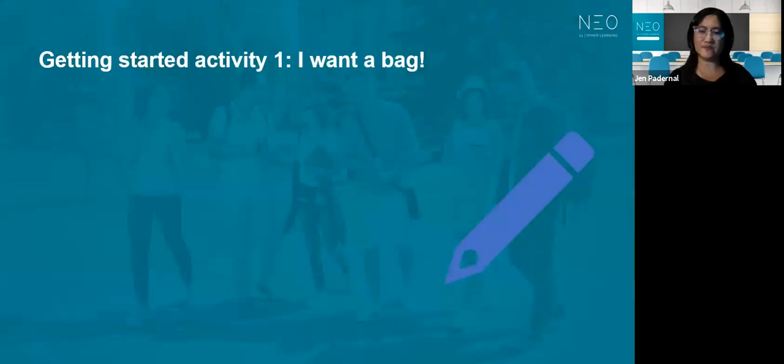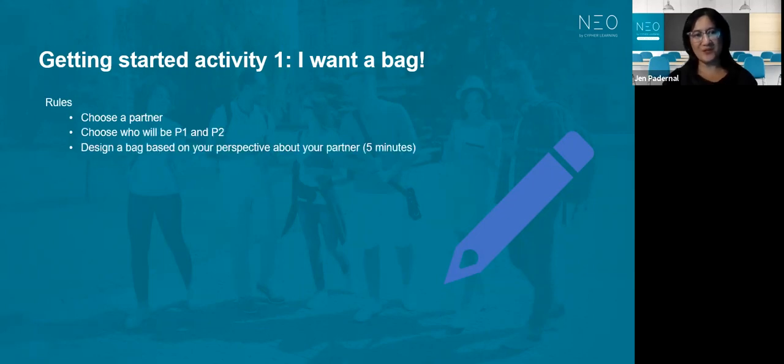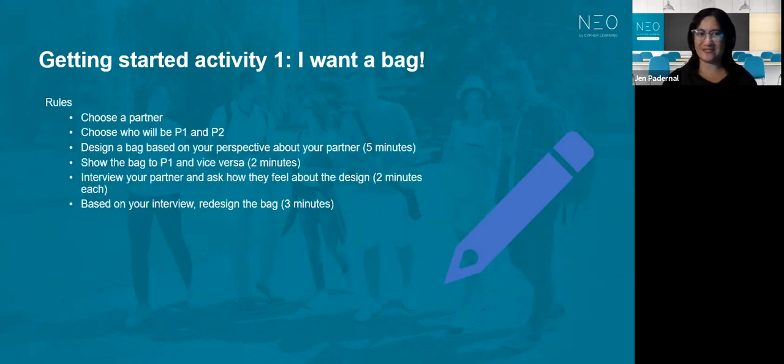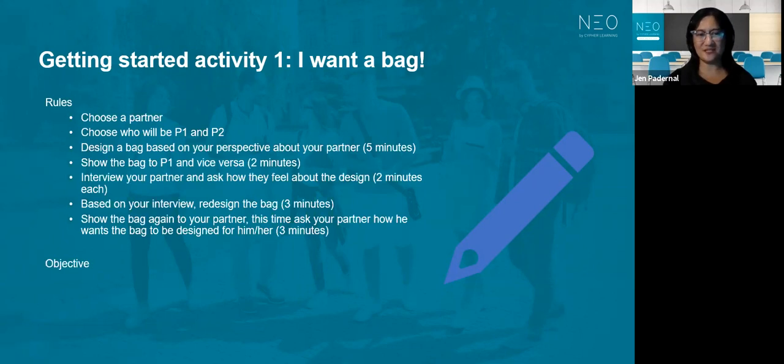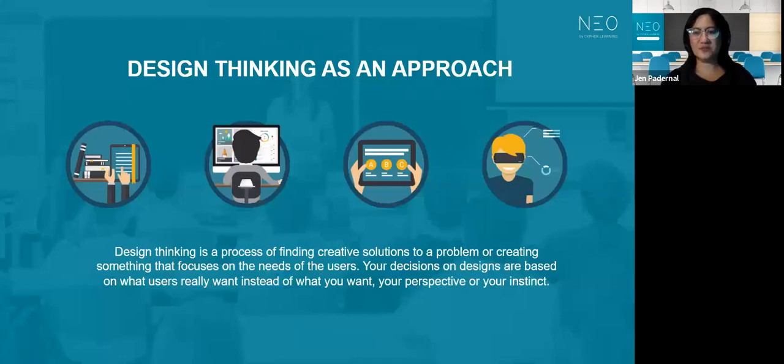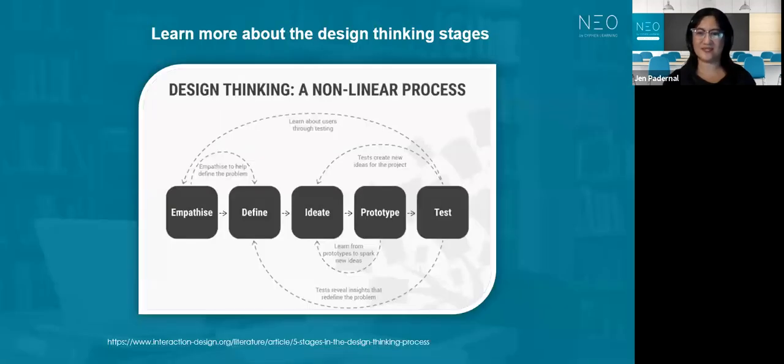So to start the discussion, we will begin the session with an activity that you can also try in your classroom with your student. This is a sample activity. We call it Getting Started Activity 1, I Want a Bag. So the rules of this activity will be provided to you during the poster presentation. And then after which, we will begin the discussion on the design thinking and the 5 stages of design thinking.